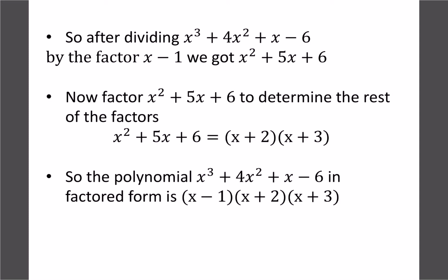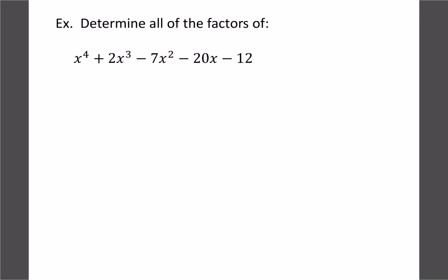So the idea then is test first to figure out which is a possible factor, then do your long divisions and go on from there. So let's look at this one. So here's a quite complicated one. We've got x to the 4th, but we look at our last number of 12, so we know it's got to be a multiple of 12.